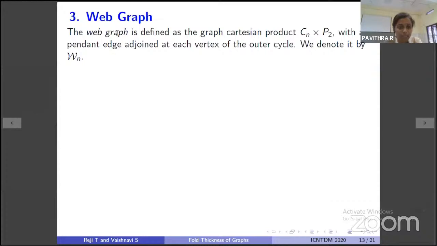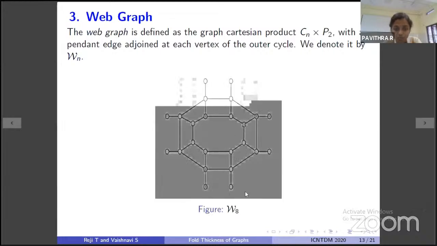Next, I move on to the web graph. This is the special graph, the graph Cartesian product Cn cross P2 with a pendant edge adjoined at each vertex of the outer cycle. This graph is usually called the web graph and it is denoted by Wn. This is an example of W8. Here, at each vertex of the outer cycle, a pendant vertex is adjoined. Sorry, a P2 is adjoined.